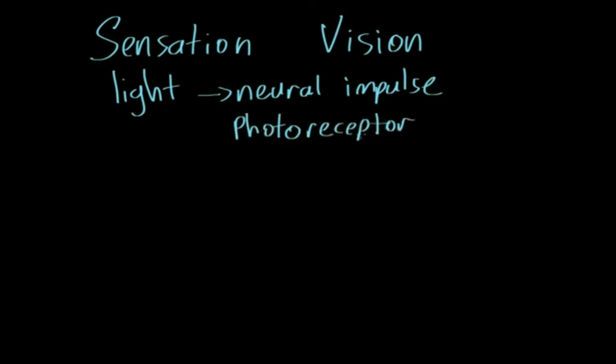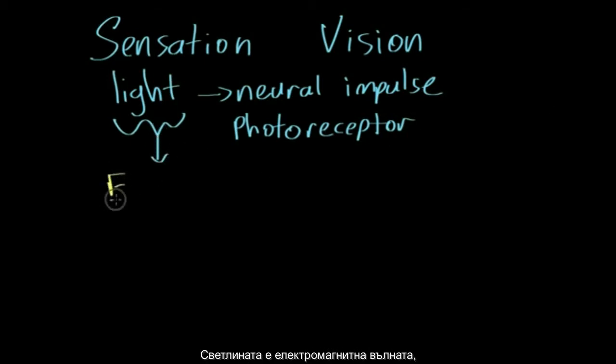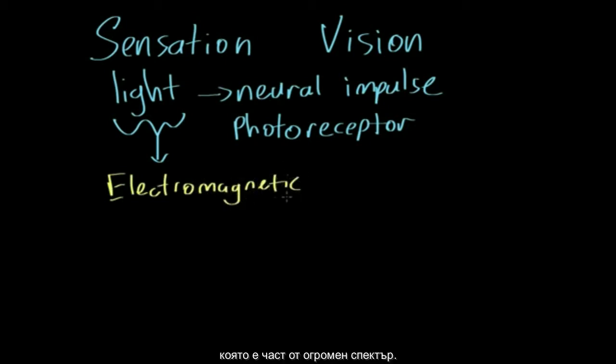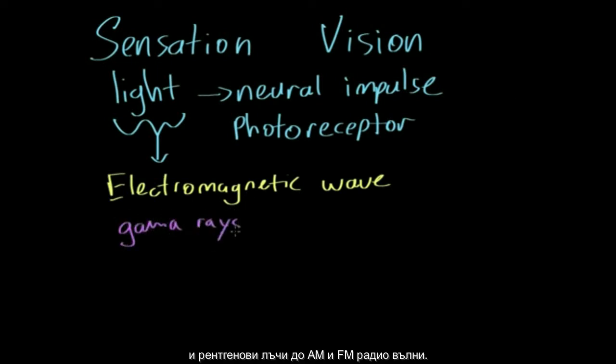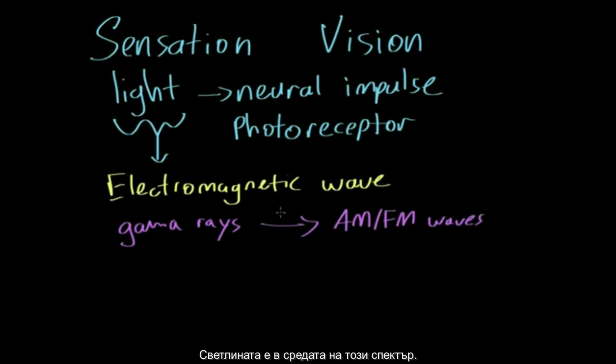We're going to go into the photoreceptor in a little bit, but first let's just focus on the light. So what is light? Light is an electromagnetic wave that is part of a large spectrum. There's something called the electromagnetic spectrum, and it contains everything from gamma rays and X-rays all the way to AM and FM radio waves. And so light just kind of falls in the middle.